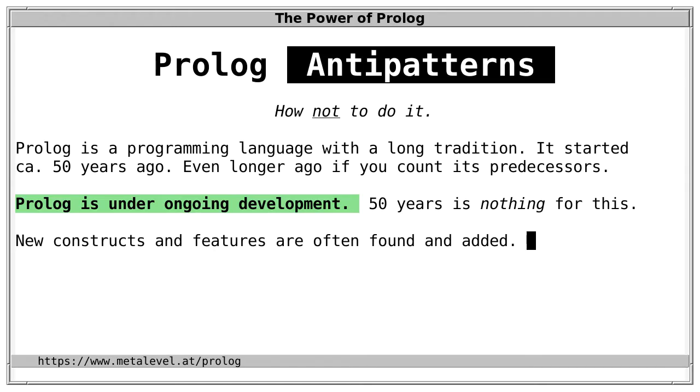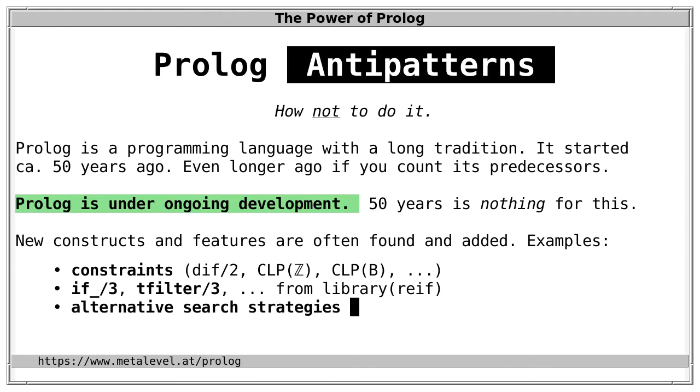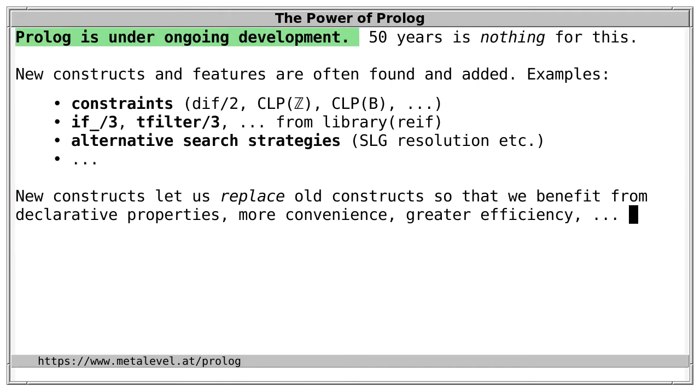And as part of this development, new constructs and features are often found and added. For instance, constraints such as dif, CLP(FD) constraints and so on. Meta predicates like if_, tfilter and so on. Or also alternative search strategies such as SLG resolution and so on. And such new constructs let us replace old constructs so that we benefit from declarative properties or from more convenience or from greater efficiency and so on.